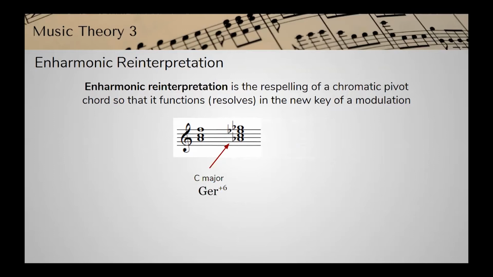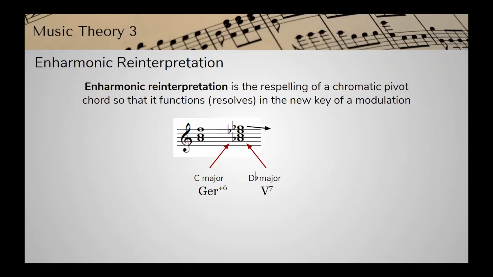But it sounds the same. So all we've done is respell one of the notes so that it looks like a 7th chord and not an augmented 6th chord. Okay? Which means we can use this chord now as a 5/7, and we've rewritten it so that it looks like it should resolve the way that a 5/7 should resolve.